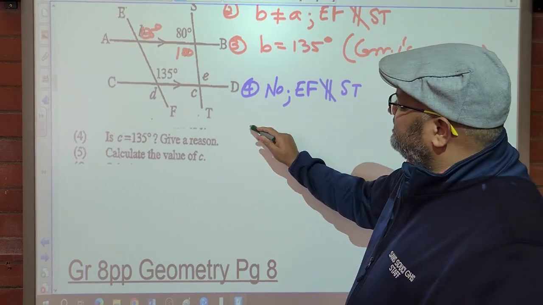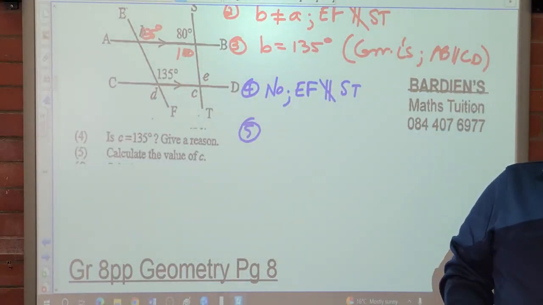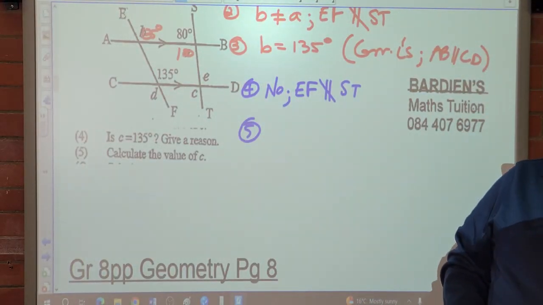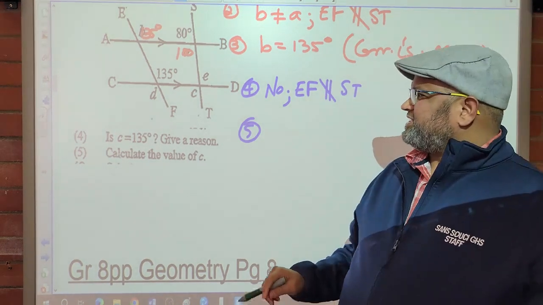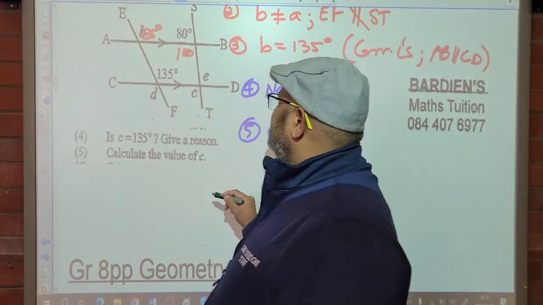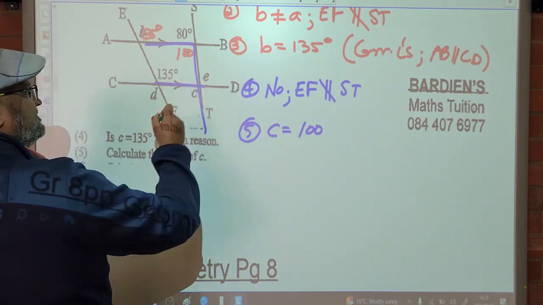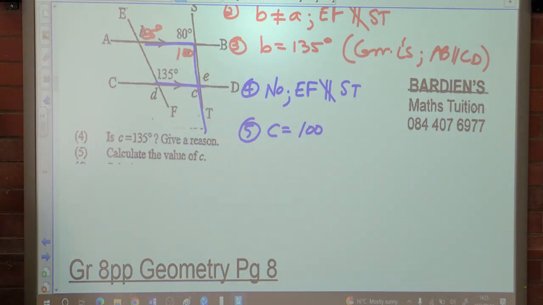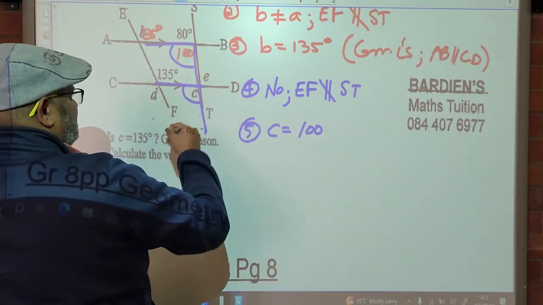Now it says in number 5, calculate C. So you're going to calculate C. What is C equal to? 100 degrees. Why? Corresponding, he says. It's easy. No? You're getting upset that the sums are so easy.